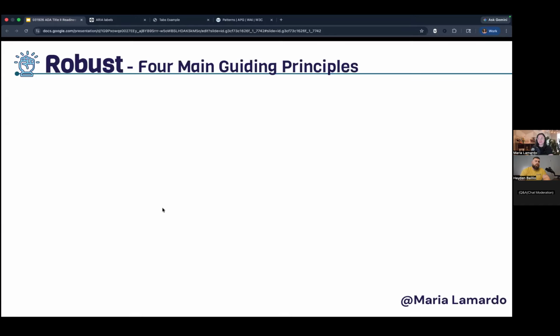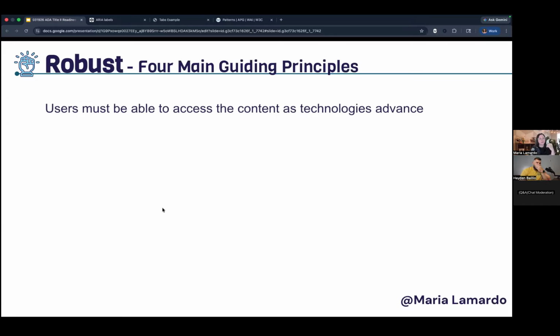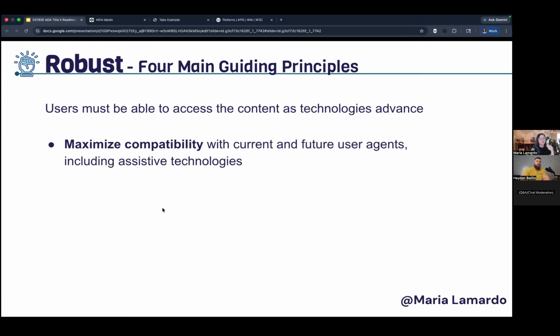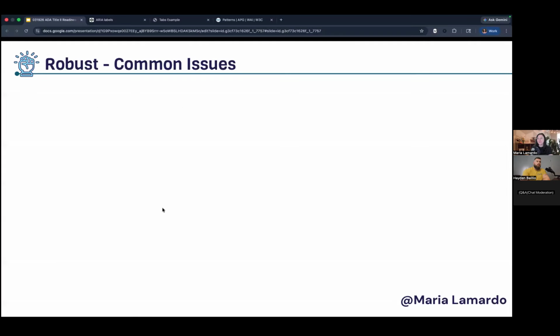All right, last guiding principle is robust. And for this, we want to make sure that things remain accessible as technologies advance, so that we're maximizing the compatibility between current and future user agents, including assistive technologies. And the common issues here are things like empty buttons and missing ARIA attributes.